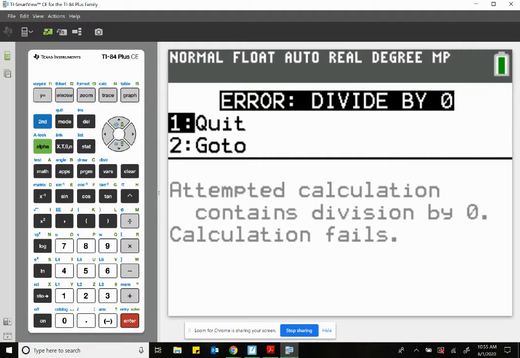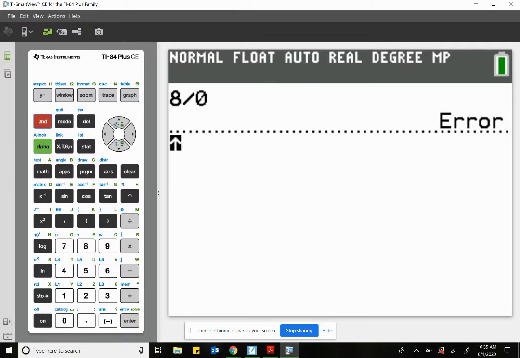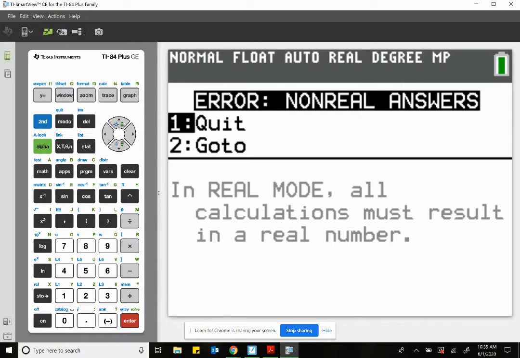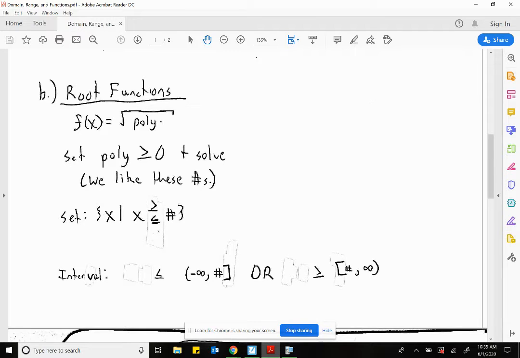Let's take a look real quick. So second x squared, there's your root key, negative 1. Just push that. Hit enter. See? Error. It says non-real answers. You'll learn about that coming up in section 5.6. Okay? All right.